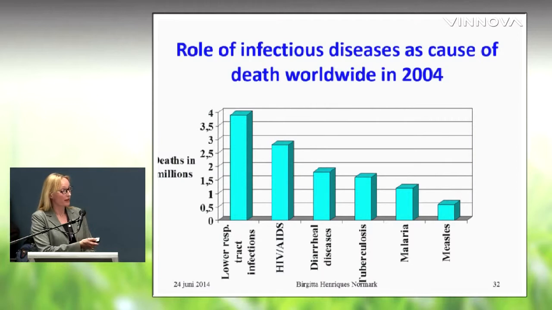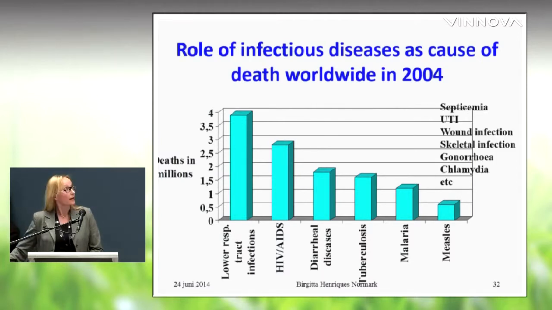But then, of course, we have other infections. We have diarrheal diseases, tuberculosis, septicemia when there are bacteria in the bloodstream, urinary tract infections, wound infections, and so on. You can come with different infections that need to be treated with effective antibiotics. And of course, if you don't have that, we have a problem.